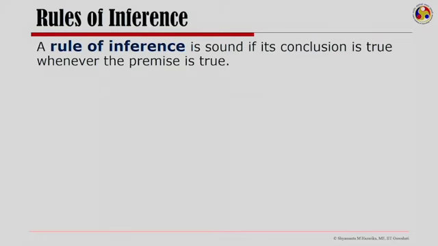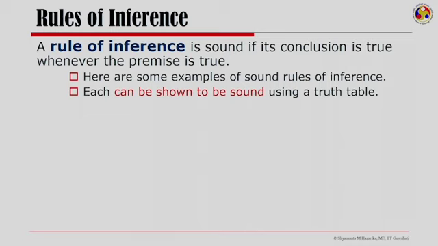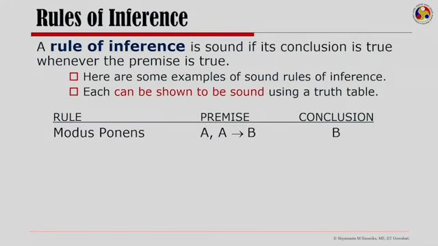Let us now focus on what we mean by rules of inference. A rule of inference is sound if its conclusion is true whenever the premise is true. So, here are some examples of sound rules of inference, and each can be shown to be sound using a truth table. The first one, modus ponens, is like this: I have A implies B, and I know A. Therefore, I could conclude B.